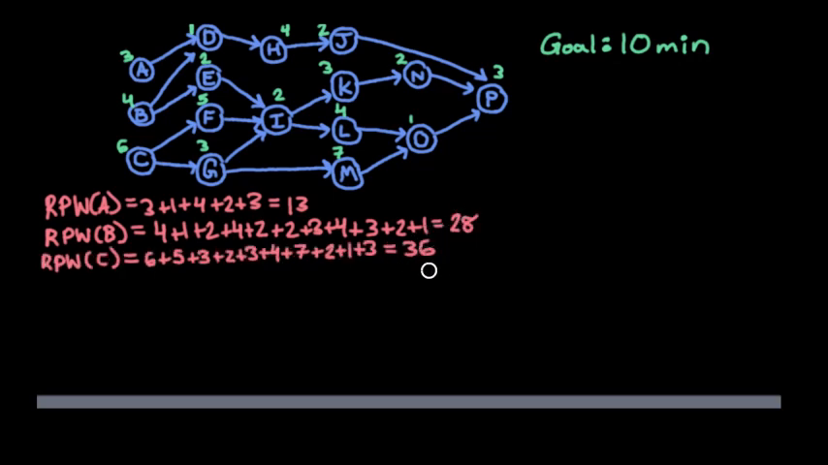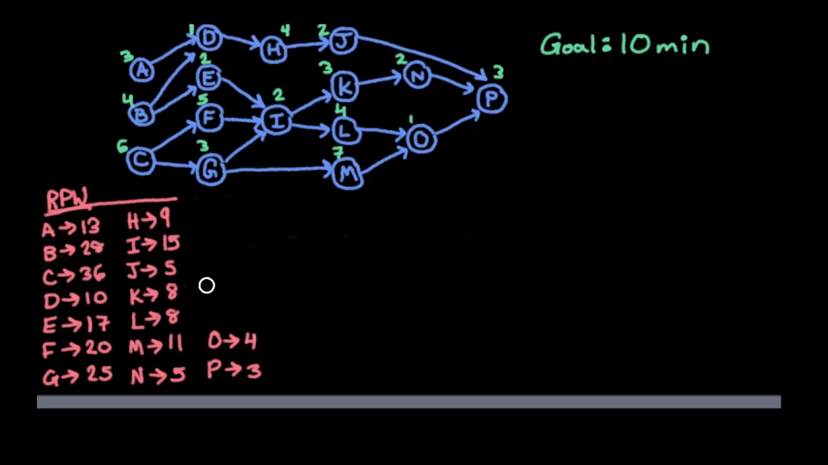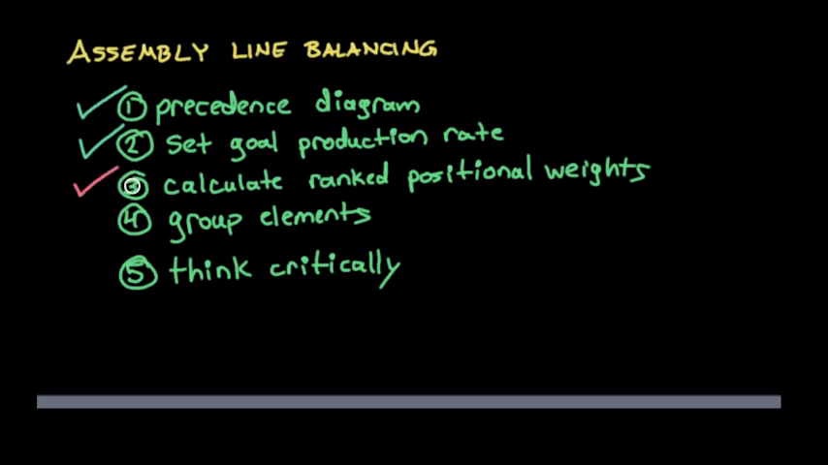C is at 36, and you can check the math there. D's at 10, and you go through the same process for all of these until eventually you do the ranked positional weight of P, and that's going to equal 3. So I'm going to take away the math now and just show the ranked positional weight for each of these. Cool, so those are all of our weights for each of our elements. Check that off. Now it's time to group the elements.